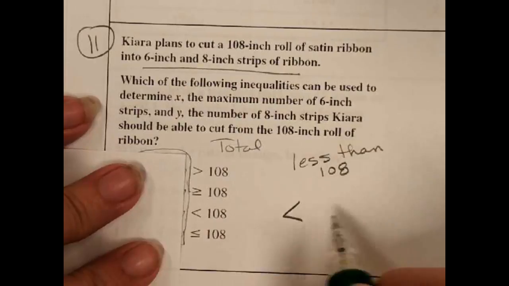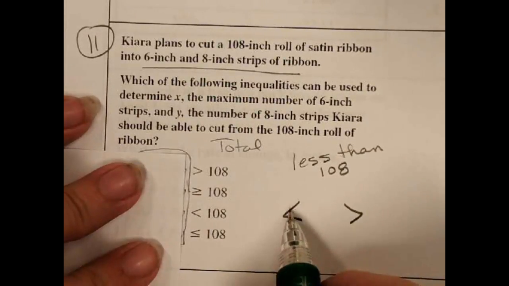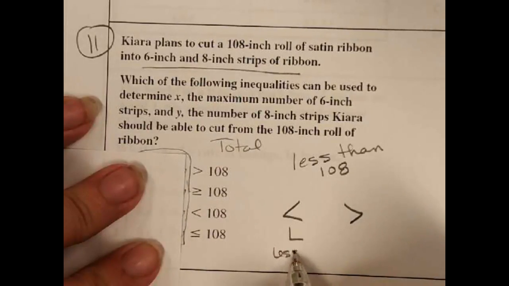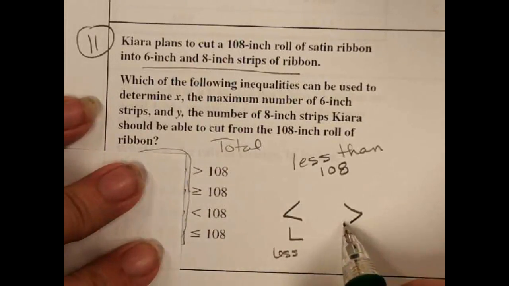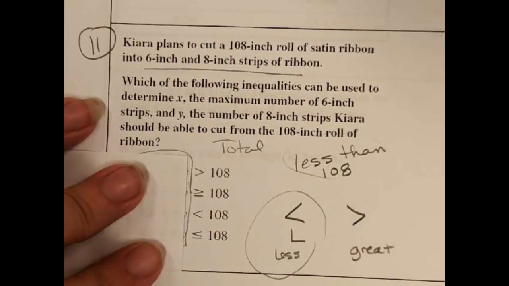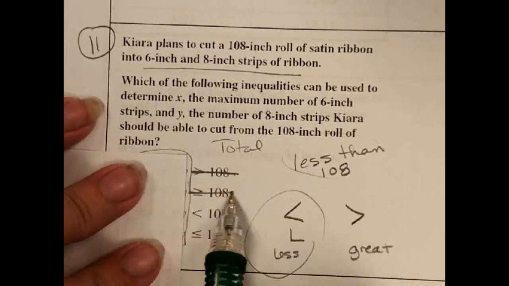Well, if you watch one of my other videos, I talk about this. This one kind of looks like an L. That's the one that's less than. This one that doesn't look at all like an L, that's the greater than. So I want less than, so I want the ones that look like this. So it's definitely not this one and it's not this one.